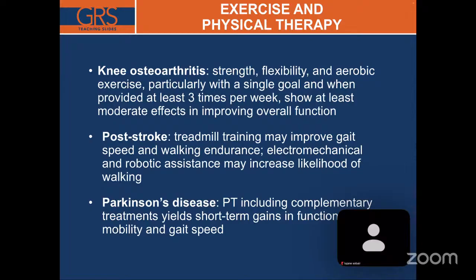Electromechanical and robotic assistance can also increase the likelihood of walking. And for systemic diseases like Parkinson's disease, physical therapy, including complementary treatments, yields short-term gains in functional mobility and gait speed. So in general, medical therapy is important in gait disorders, for example for those secondary to B12 or folate deficiency, treating thyroid disease, treating knee osteoarthritis or Parkinson's disease. They can eventually help to reach a better outcome.